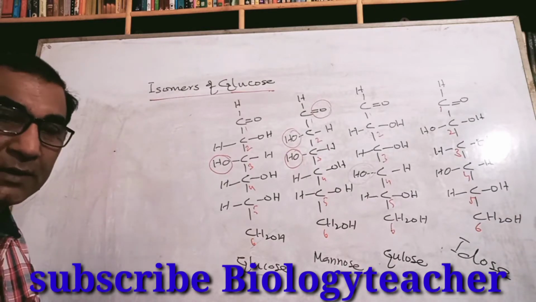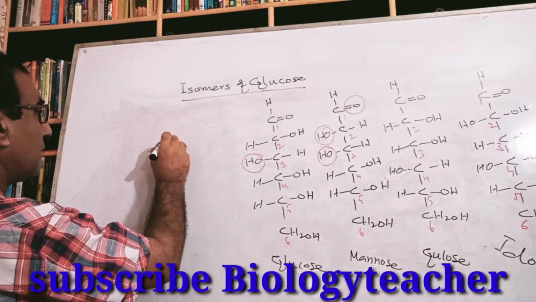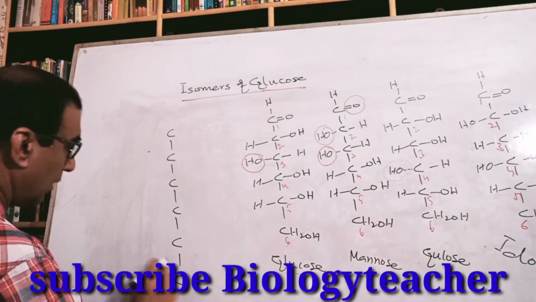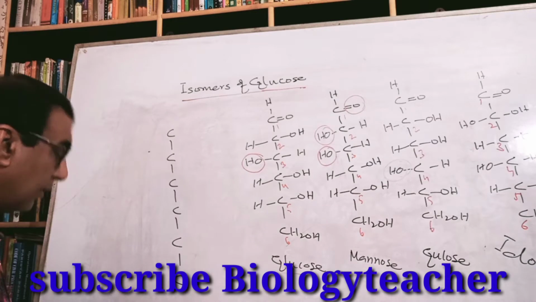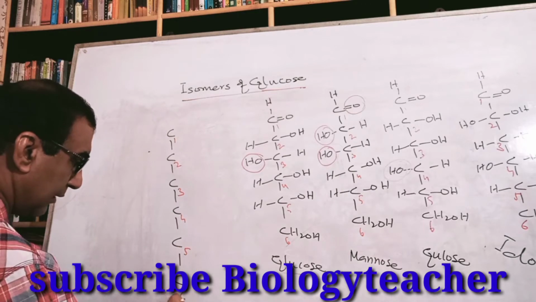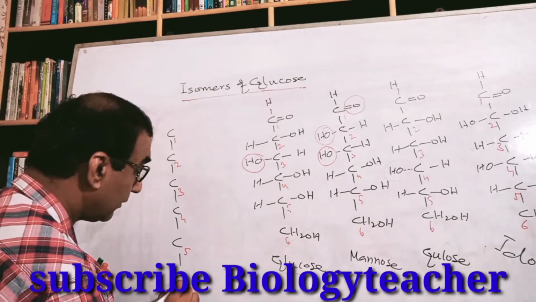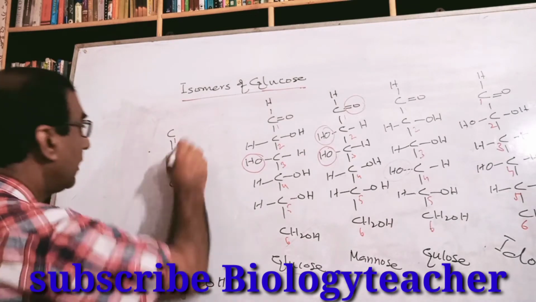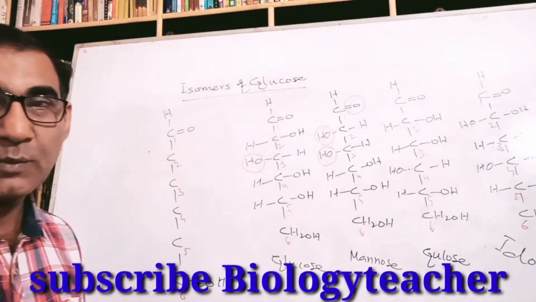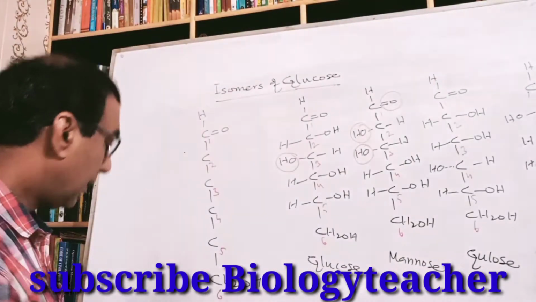Look, like all the other isomers, galactose is also a hexose. Here I would like to number these: 1, 2, 3, 4, 5, and 6. This is the 6th carbon. This is the 1st carbon. This is known as the carbonyl carbon. We call it the carbonyl carbon.